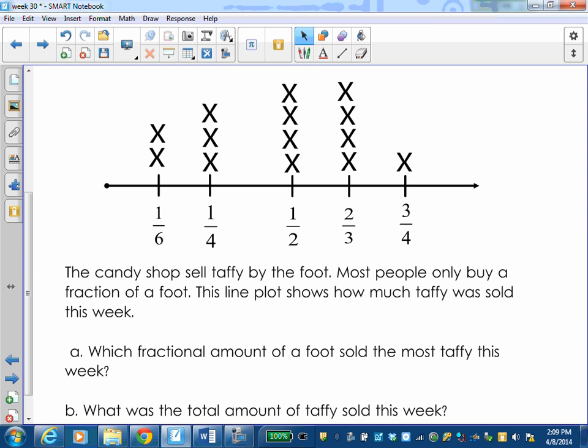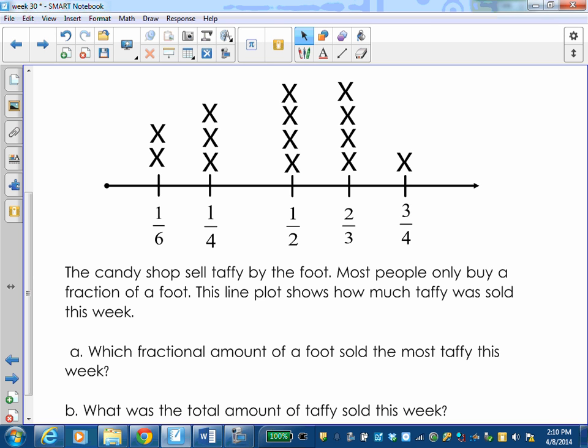So the first question that we're asked is, which fractional amount of a foot sold the most taffy this week? So that's kind of a different question. In the past, we would usually be asked something like, which length of taffy sold the fewest amounts, and we'd say, oh, well, there's just 1 X above 3/4, so 3/4 sold the least. But that's not what this question is asking us. We can't just look at the X's and figure out the answer. It says, which fractional amount of a foot sold the most taffy?